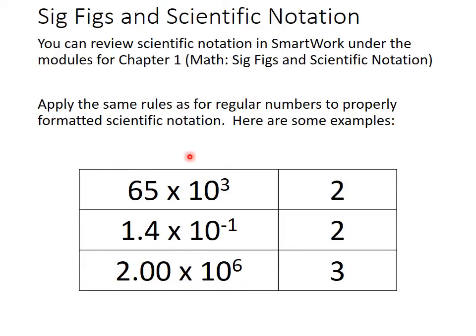So some examples, 65 times 10 to the third. This one's actually not very properly formatted. It has two significant figures, two non-zero digits. 1.4 times 10 to the minus 1 also has two non-zero digits. And if we look at 2.00 times 10 to the 6th, this one has three significant figures because it's got two zeros that are to the right of the decimal point.